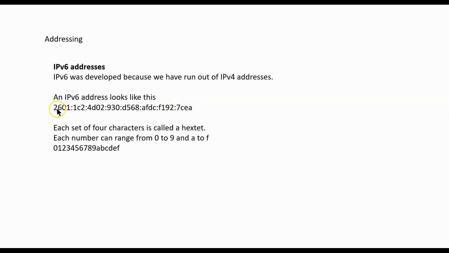Each set of four characters, separated by the colons here, is called a hextet. And each individual number here can range from 0 to 9 or A to F. So there are 16 possible characters that each one of these symbols can represent. We're not going to get any deeper into IP version 6, but we will have a whole section later on IP version 4 and IP version 6.